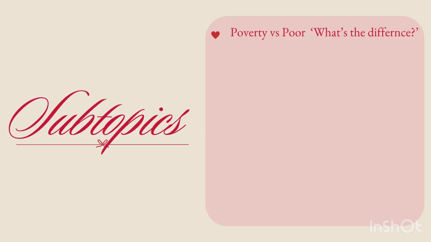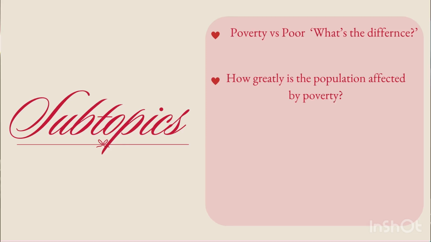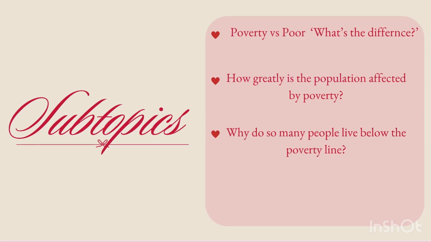Well, it's very interesting. What exactly are we going to be covering throughout this podcast? So today we are going to be talking about 4 topics. The first one is poverty versus poor. What's the difference? Second, how greatly is the population affected by poverty? Third, why do so many people live below the poverty line? And lastly, how does corruption lead to poverty?